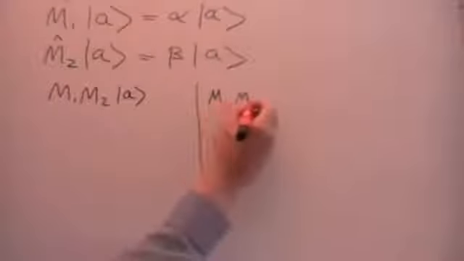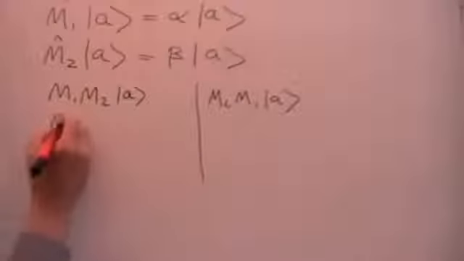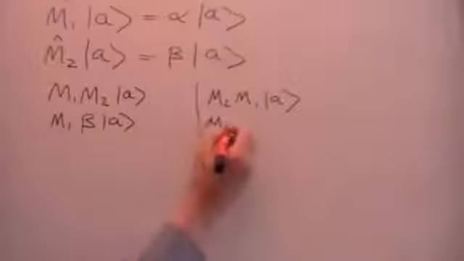Now I want to do two calculations side by side. On this side I'm going to do M1, M2 A, and on this side I'm going to do M2, M1 A. What this means is you act M2 on A, which is this here, and then you act with M1 on the product you get as a result of this. So let's do it. M1, what is M2 on A? That's beta A. What about here? This is M2. What is M1 acting on A? That's just alpha A.